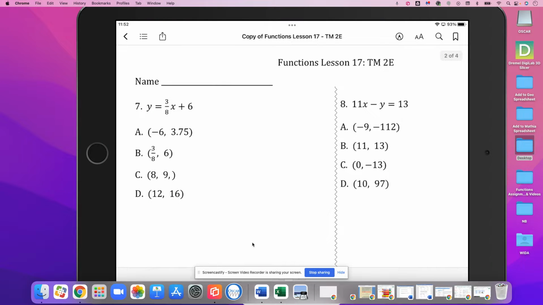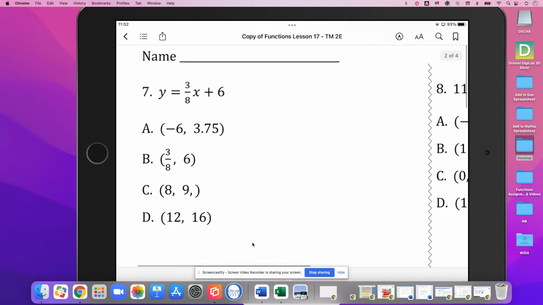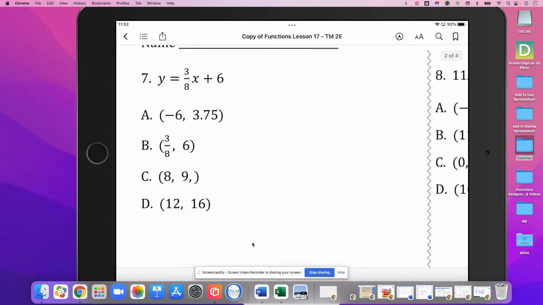So we're back with 7 through 12 in this video. And so the process is exactly the same. We're just going to be putting numbers in for x and y and seeing if it makes a true statement. So we're going to go in with A here. We have y equals 3/8 x plus 6. And our y value is 3.75.